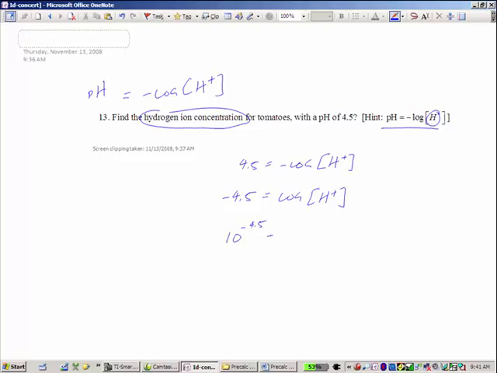Negative 4.5. And that's what the hydrogen ion concentration is. So 10 raised to the negative 4.5. And what's that, like point 3.126 to the negative... All right, so 0.0000316. So there are about 0.0000316 moles of hydrogen ions per liter in tomatoes.